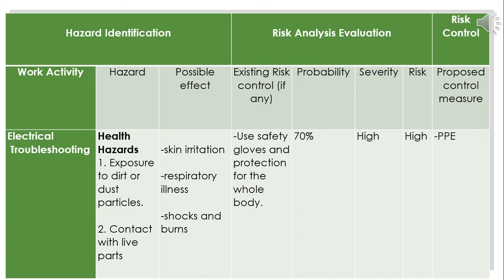Existing risk control, if any: Use safety gloves and protection for the whole body. Probability: 70%. Severity: High. Risk: High. Proposed control measure: Root PPE.